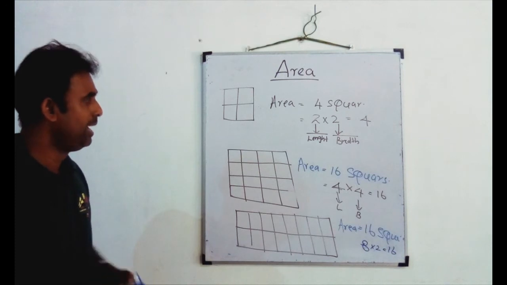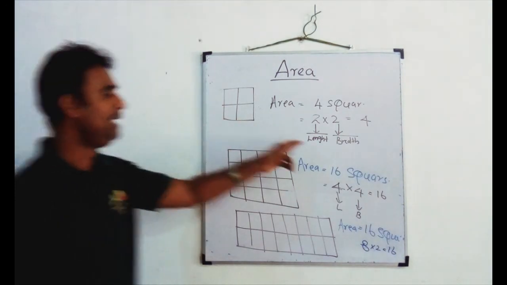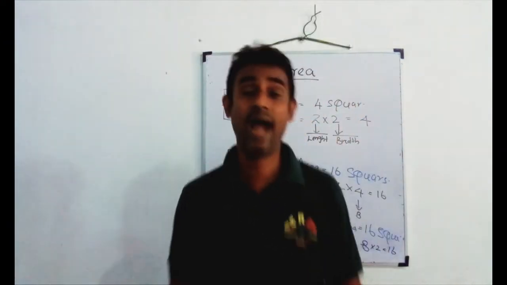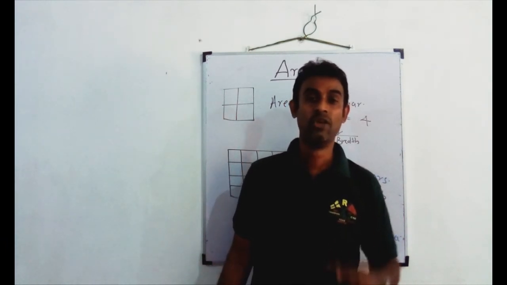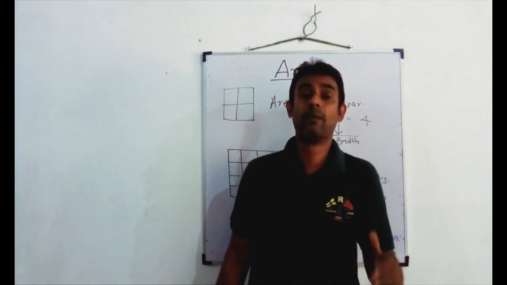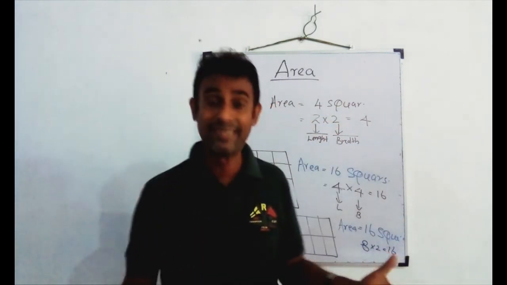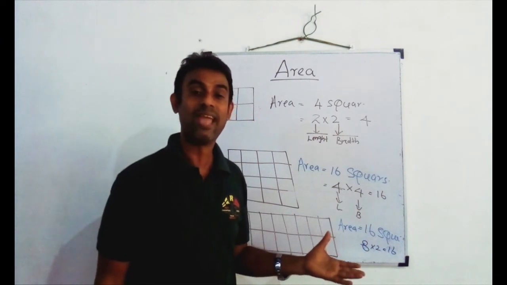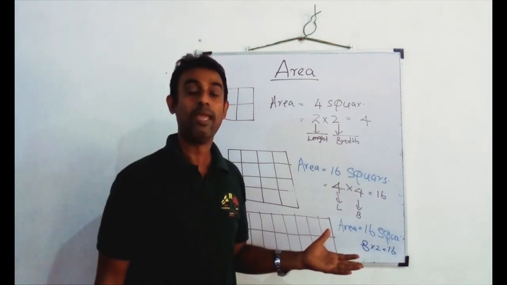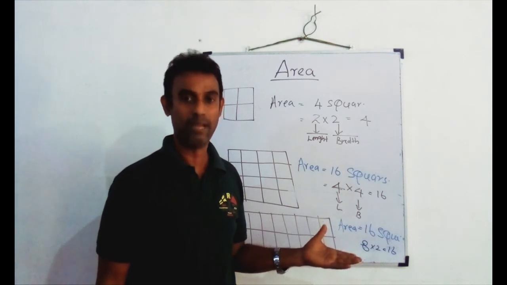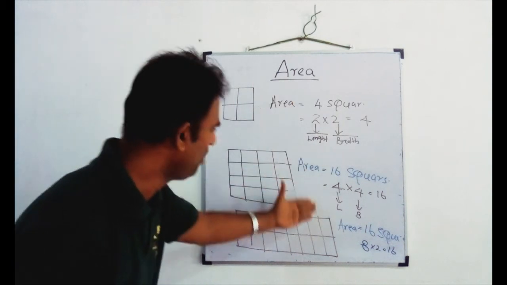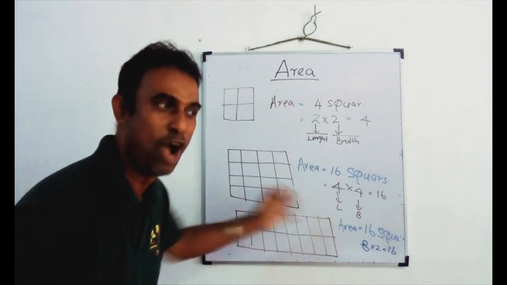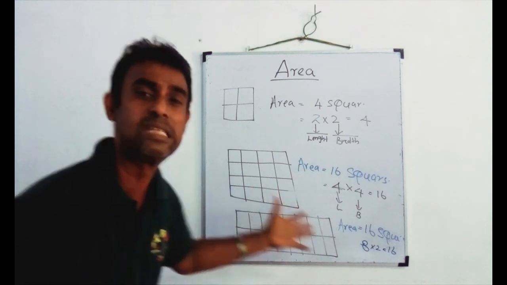What is the logic? Area equals length multiplied by breadth. Area is always length multiplied by breadth. When we multiply length by breadth, or what we also call width, we can find the area of that object. Understand? But these we found by counting squares, and that is not practical.